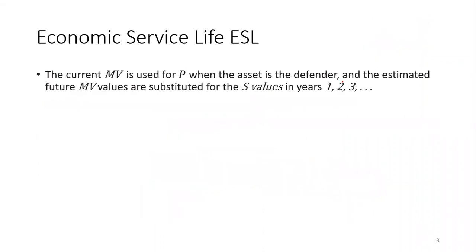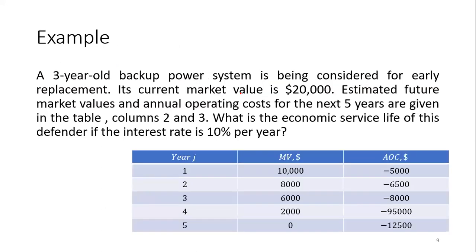So again, the current market value is used for P when the asset is a defender, and the estimated future MV values are substituted for S values for 1, 2, and 3. So the market value is considered the salvage value once I say I will buy the machine this year, regardless of the real service life of the machine.